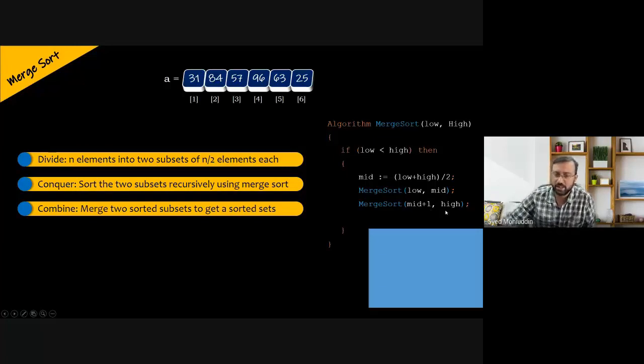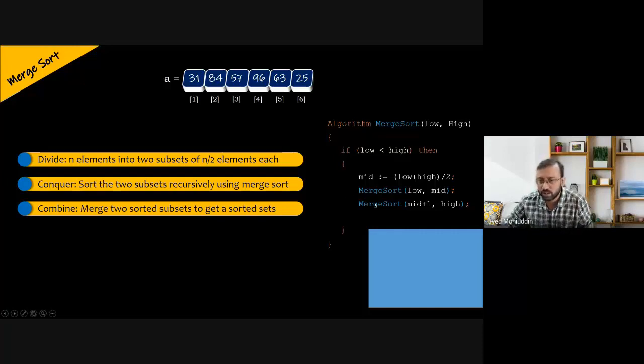In binary search, we used mid minus 1 and mid plus 1. Here we cannot use mid minus 1. If you use mid minus 1, that mid element will be left out and will not be sorted. Since the problem has to be divided into equal subproblems, that is why we are using mid and mid plus 1.